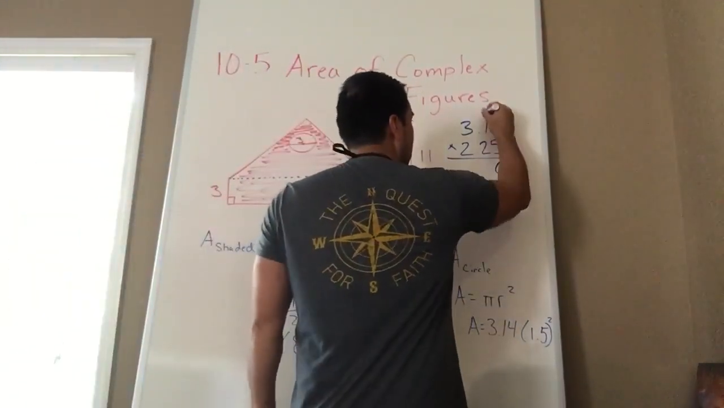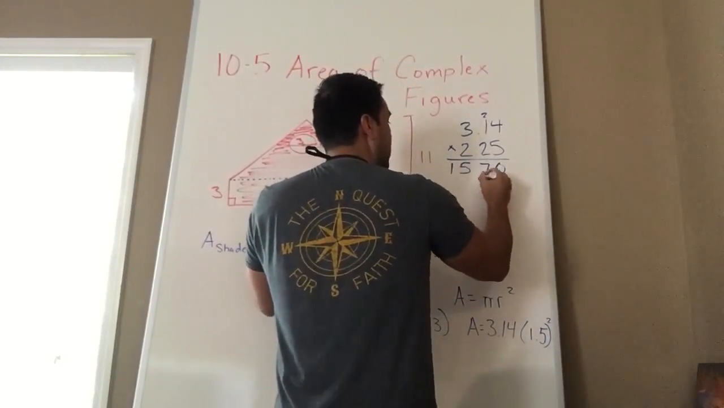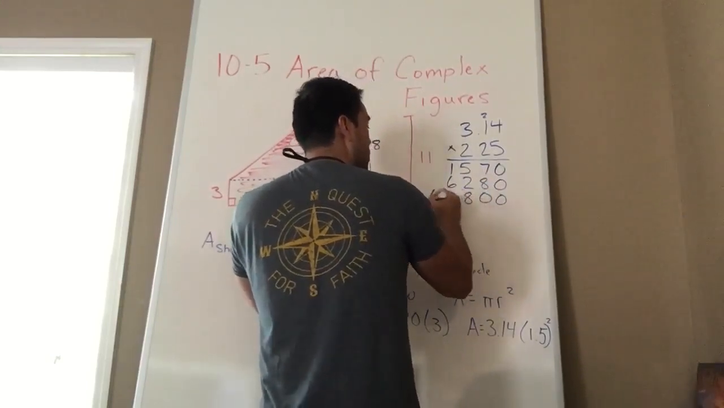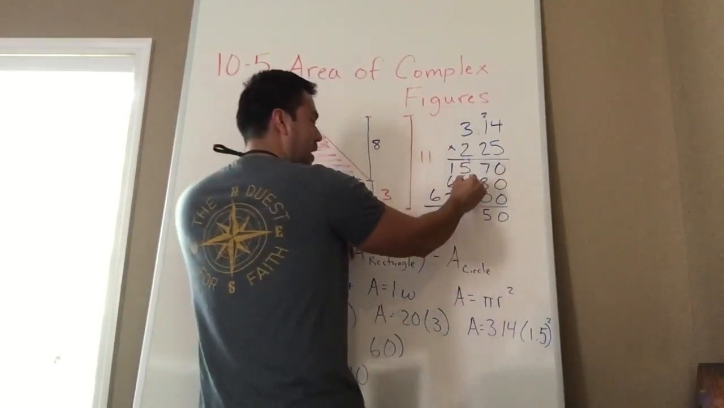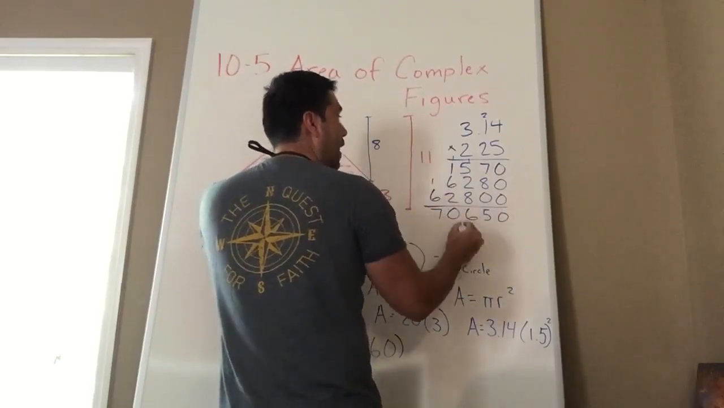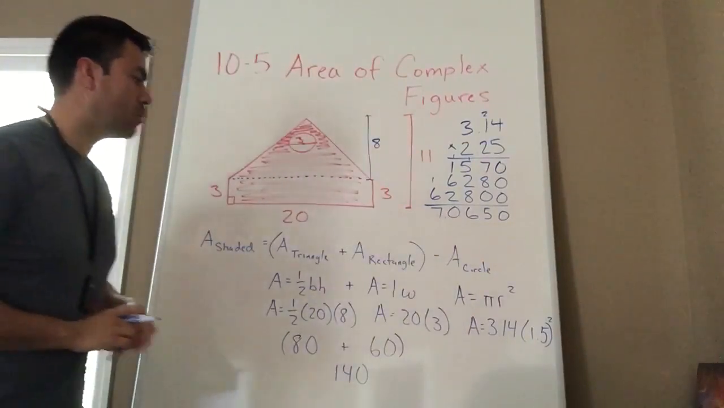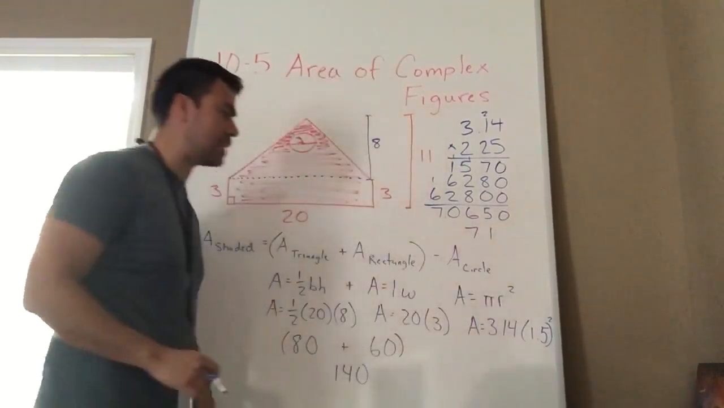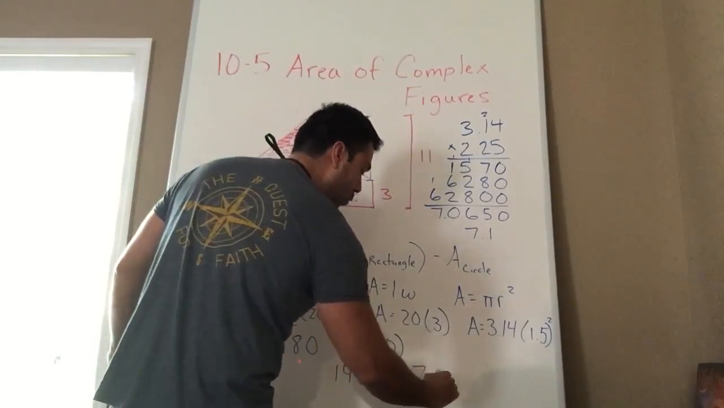20, 70, 15. I gotta be careful here. 6, 8, 16, 8, 10, and then the decimal point goes 4 over, so 7.06. We'll say 7.1. We'll round it to the tenth. Okay, the area of the circle is 7.1.